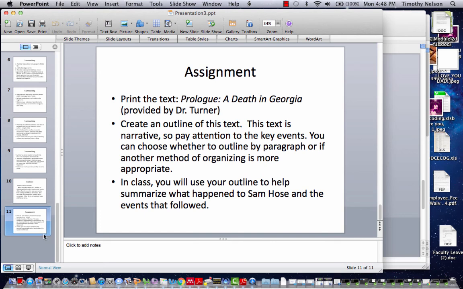In class, you will use the outline that you make to help summarize what happened to Sam Hose and the events that followed. So again, you need to read A Death in Georgia, create an outline of the text, and come into class ready to summarize.